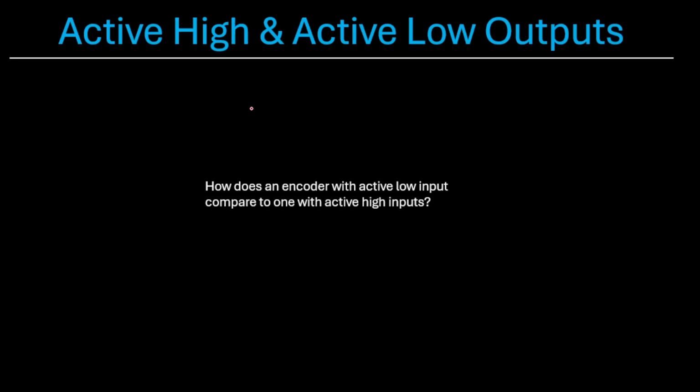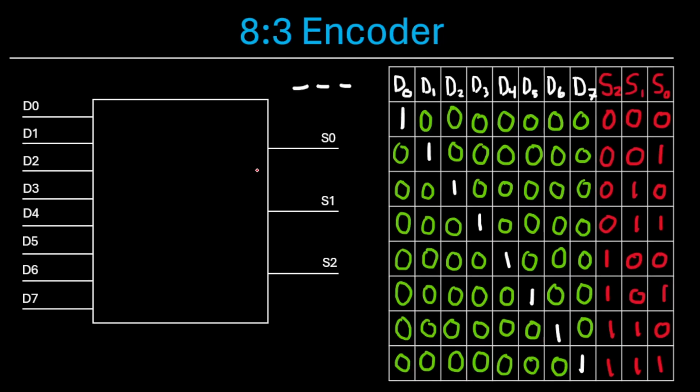Now, we need to discuss the difference between an encoder with active low and active high inputs. So all the encoders we've looked at thus far are active high, meaning that whatever input pin has a logic 1 on it is the one that we translate or convert into binary. Now, active low is just the opposite. So we look for whatever pin is 0 or low, and we convert that pin to its respective binary output. So active low and active high is just a way of differentiating which pin you're going to convert to binary.